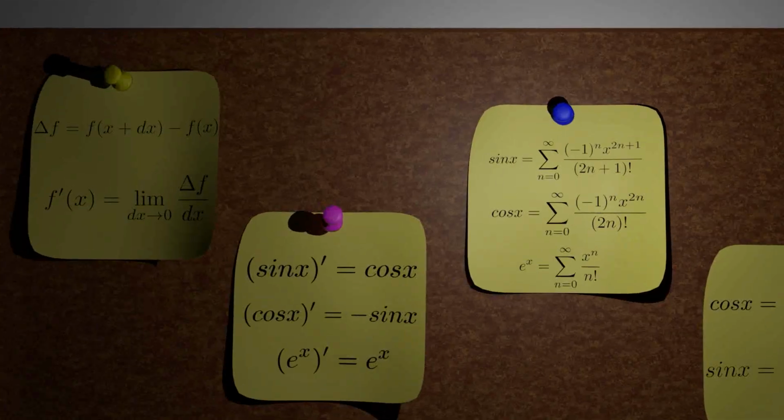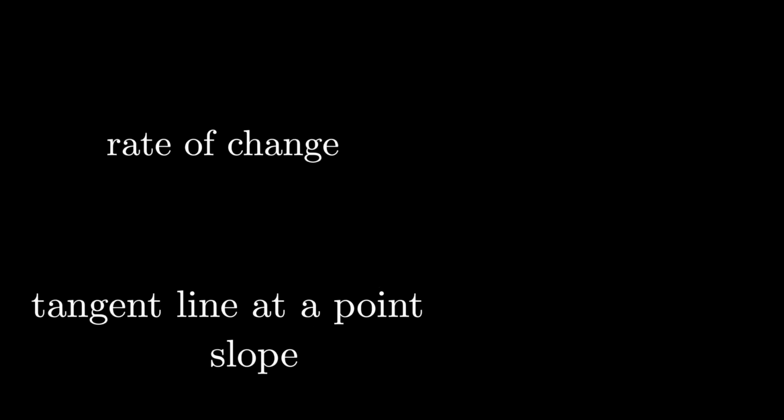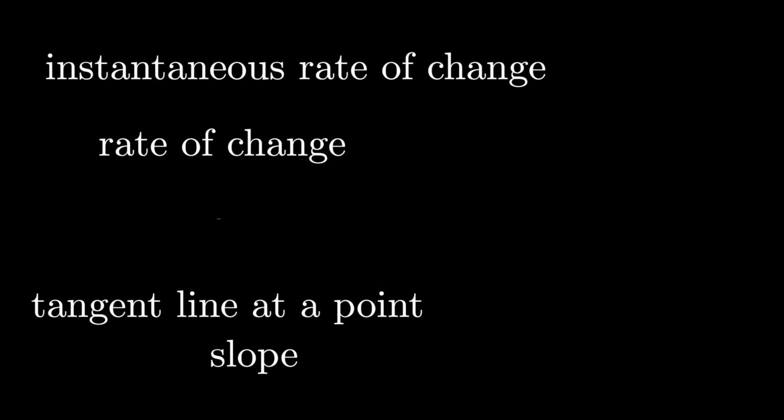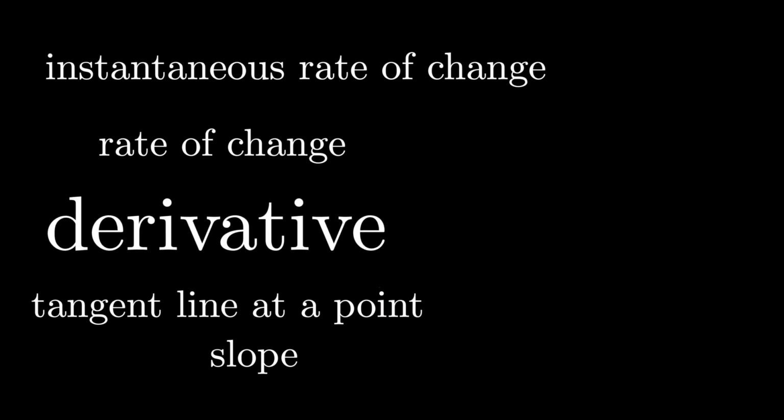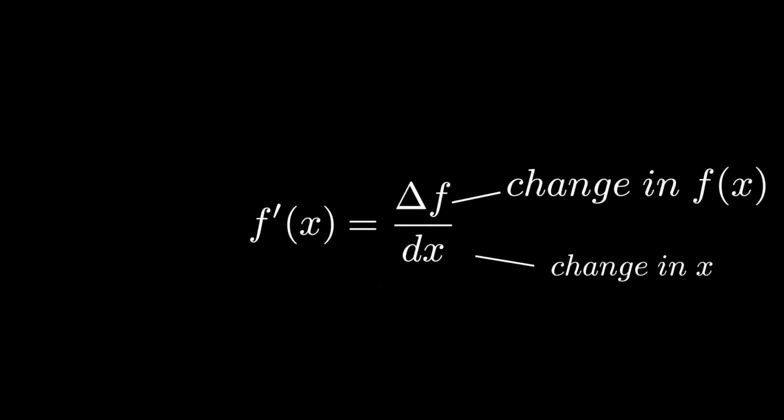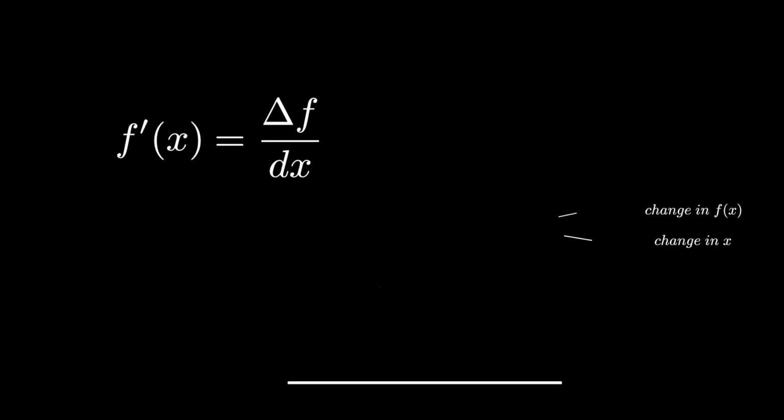First, the definition of a derivative. The slope, or the tangent line at a point, the rate of change, the instantaneous rate of change, or the derivative of f of x, written as f prime of x, is defined as the change in f of x over the change in x, with a motivation and geometrical interpretation as follows.